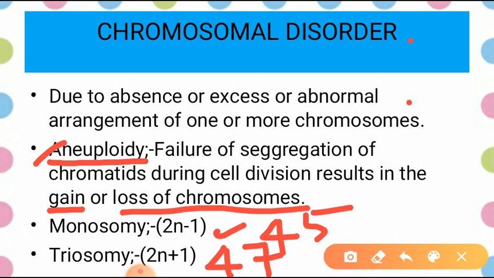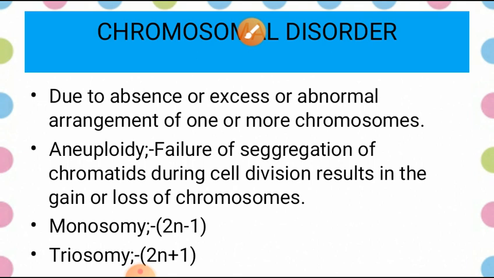So which causes this chromosomal disorder? Aneuploidy. Aneuploidy is failure of separation of chromatids during cell division. So it may cause either monosomy. Monosomy means 2n minus 1. Our 2n number is 46, so 46 minus 1 is 45. Trisomy means one extra chromosome, that is 2n plus 1, that is 47 chromosomes. This disorder is called chromosomal disorders.